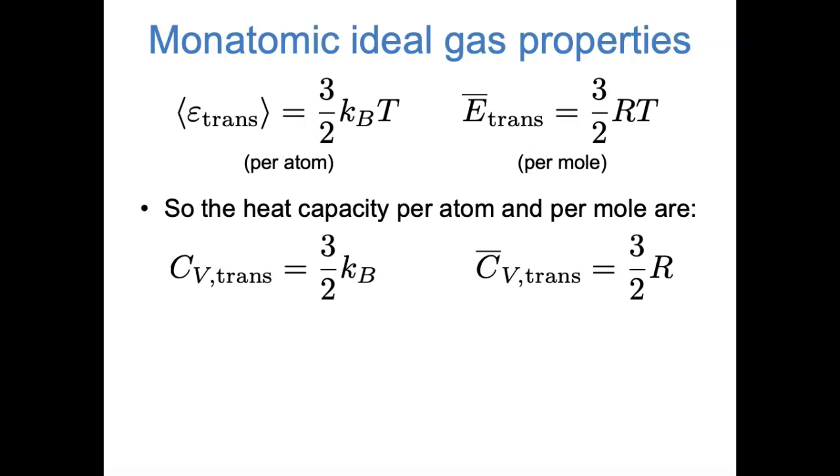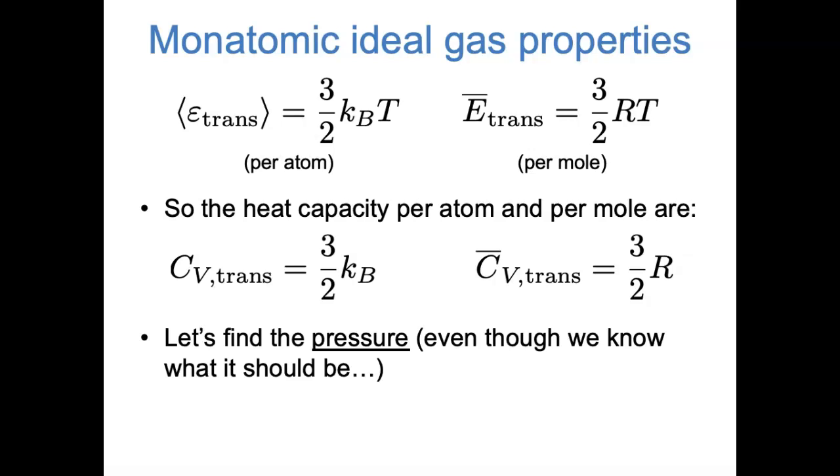If we know energy, we can pretty easily find heat capacity, because heat capacity is just the derivative of energy with respect to temperature. So that means the constant volume heat capacity of a monatomic ideal gas is 3/2 kB per atom and 3/2 R per mole.